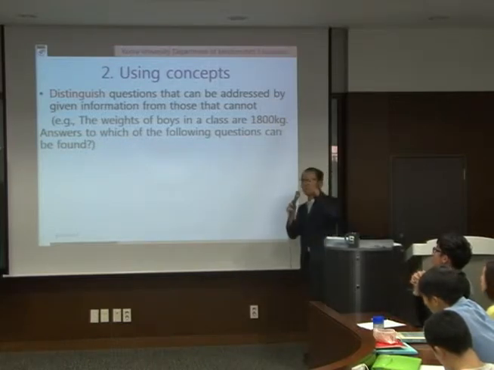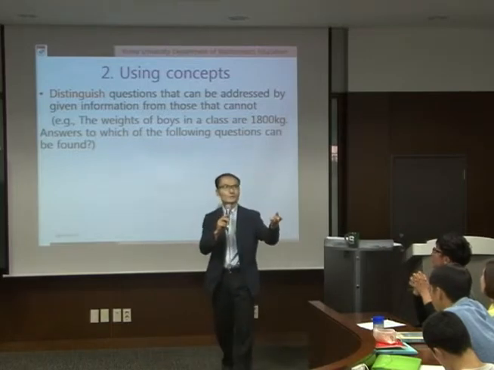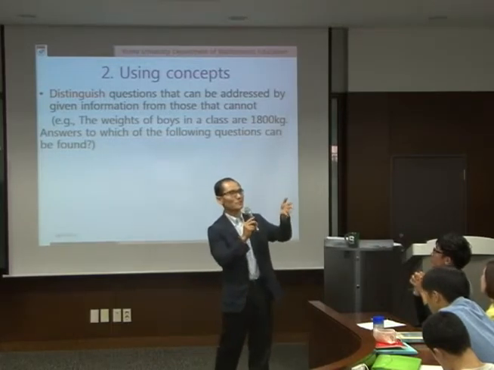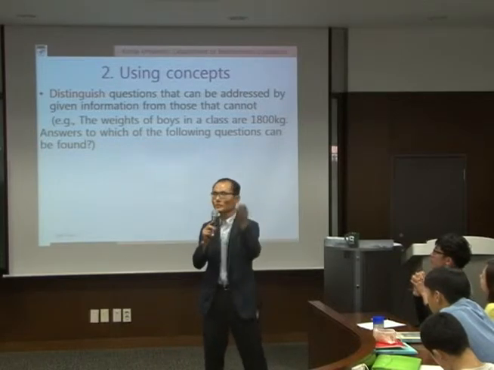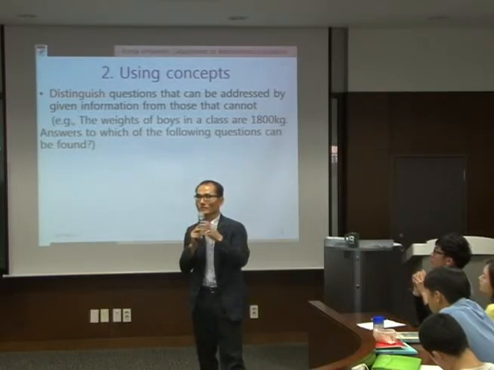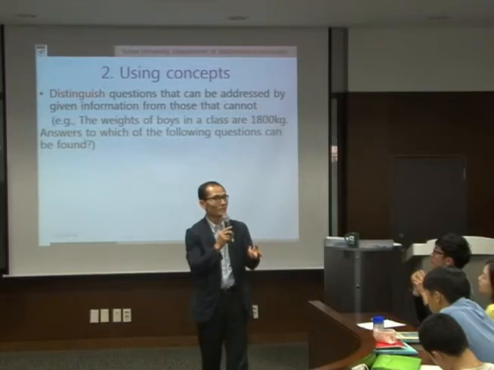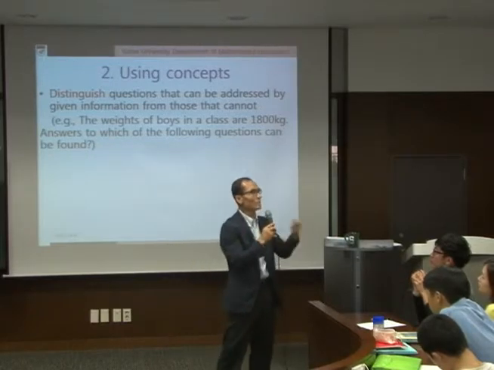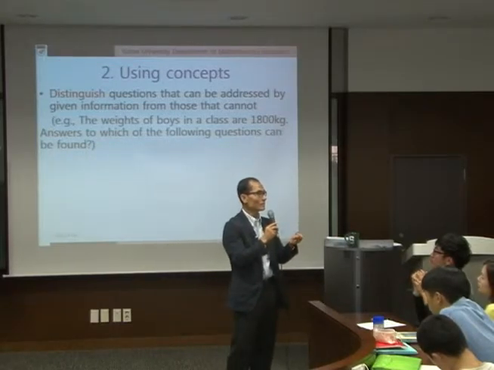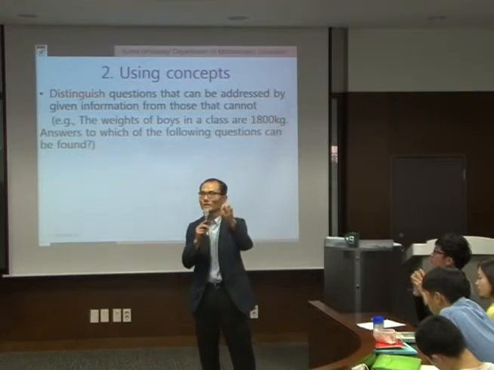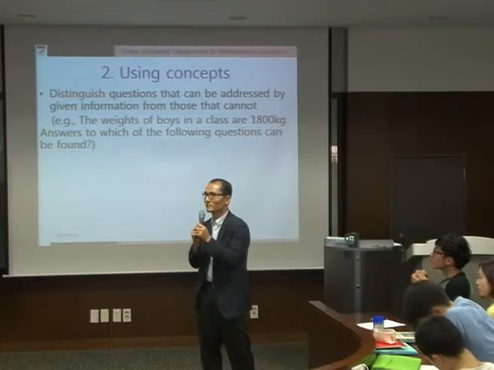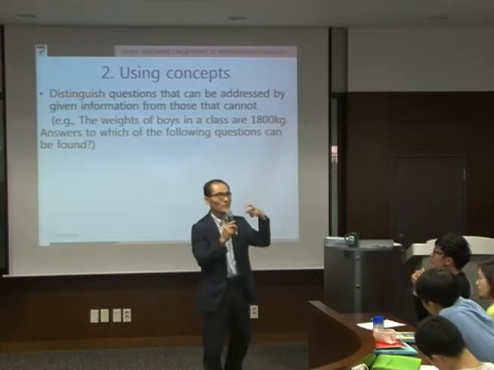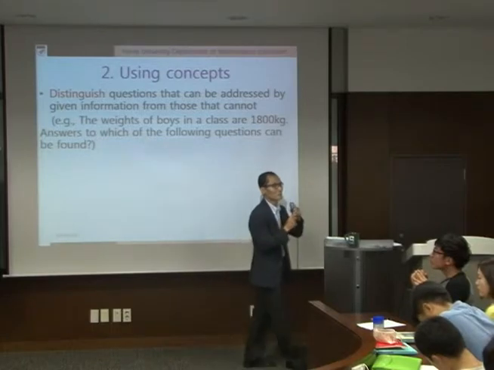Just for a given information, you may ask, what kind of question can be answered? What kind of question cannot be answered? That's a different approach. Instead of just asking, what is the answer, you approach it differently. For a given information, what kind of question can be answered, and what kind cannot? That's a totally different thinking process, right?